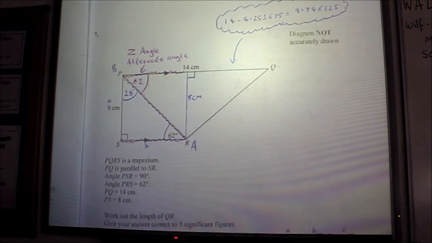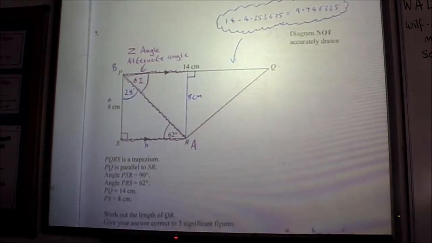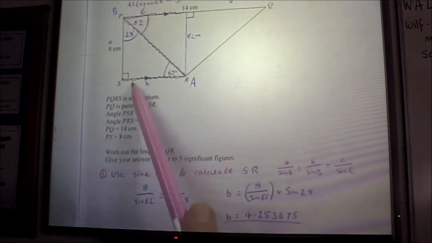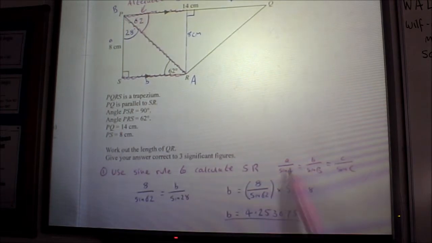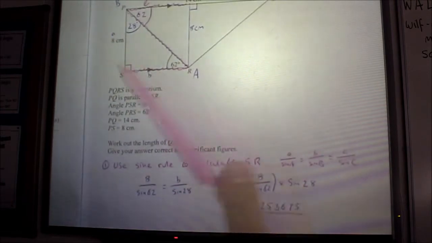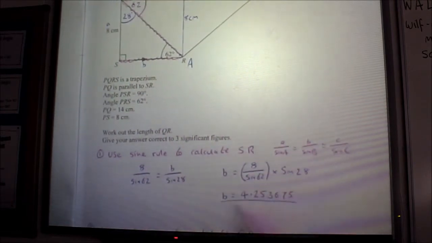Alright, question 7, a little bit of work here for this one. You've got to calculate the length of QR. There's lots of ways of doing it. The way I did it, first of all, was calculate the length SR there, and I did that using the sine rule. And I've relabeled some of the sides here to make the A's and the B work. So there's my workings for that.